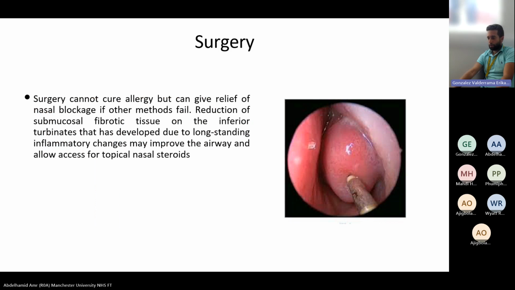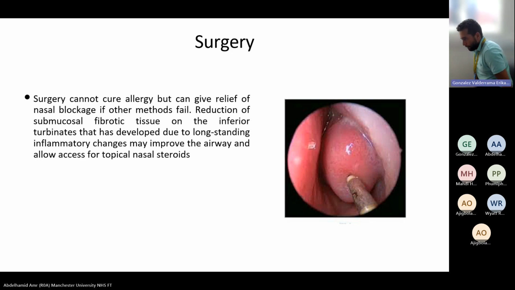About the third role, surgery. Allergic rhinitis is a medical condition, but surgery can give relief for patients who've got persistent symptoms of nasal blockage, where on examination they've got very hypertrophied inferior turbinates. The benefit of it is reducing that submucosal fibrotic tissue, and then giving better room for the delivery of the nasal steroids.